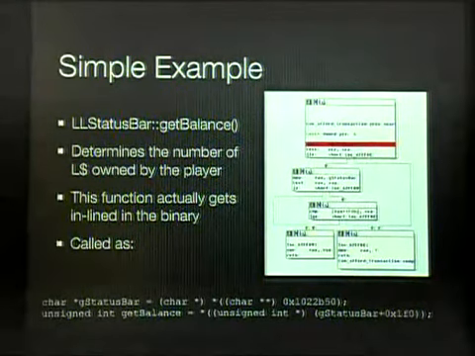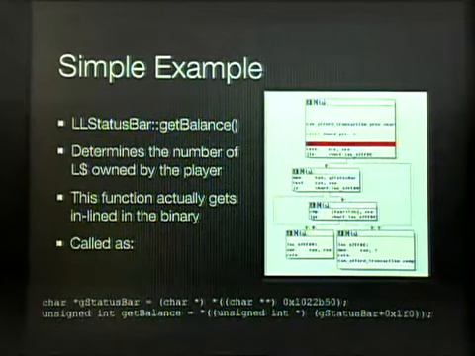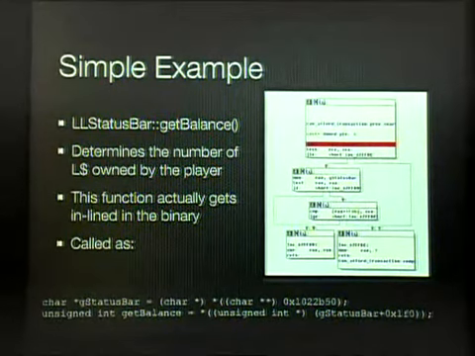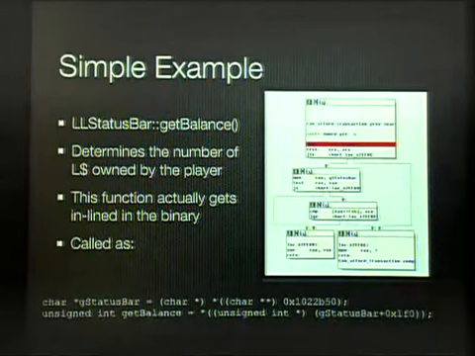Okay. So how do you do this? Well, this is an example. I want to call the function getBalance, which says how much money a person has. It turns out that this function actually gets inlined in the binary, so it's not actually even a function.